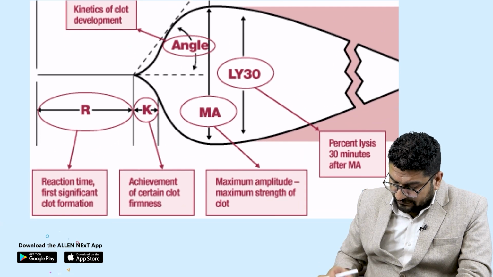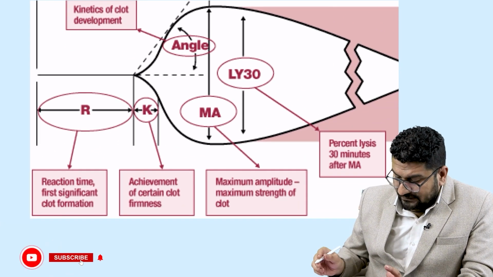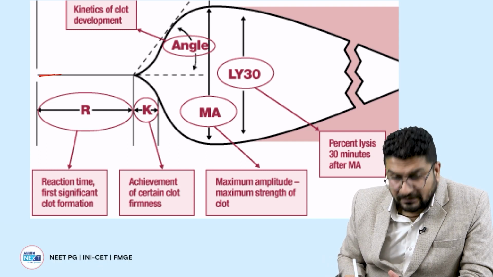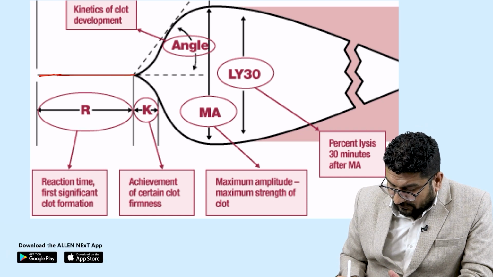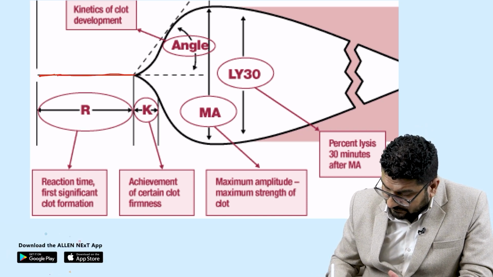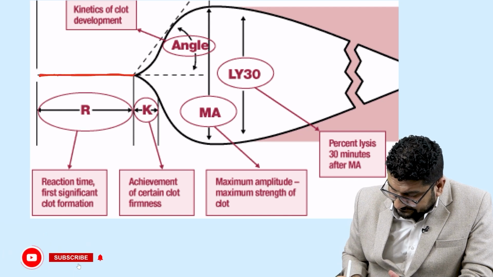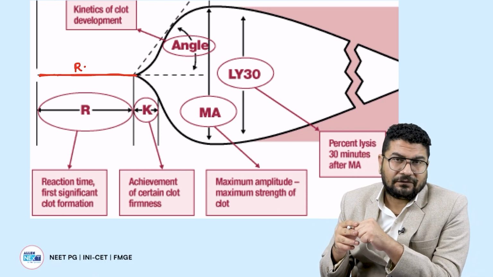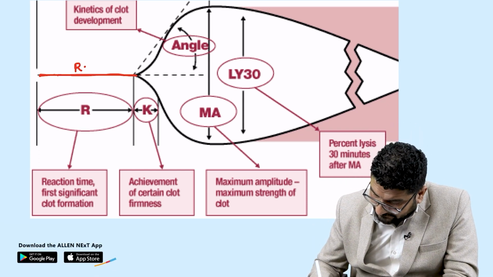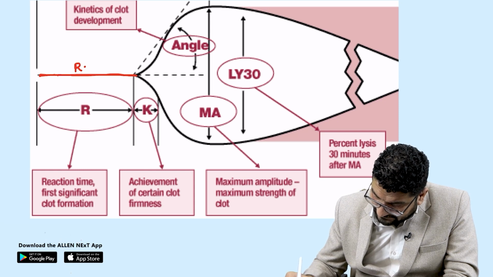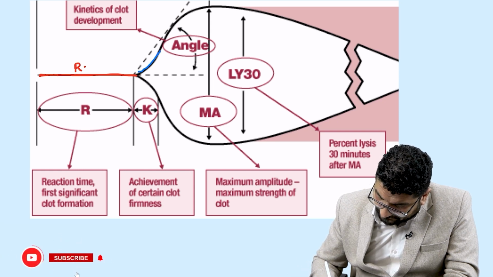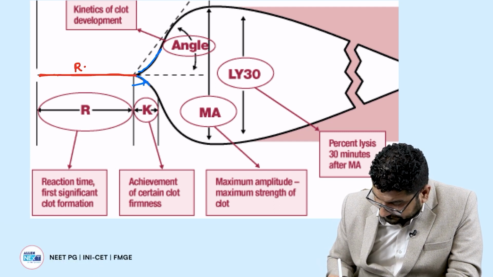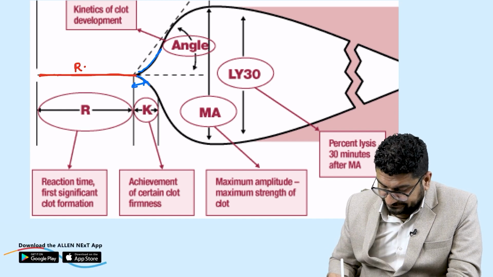So first time, what I am telling you is reaction time. So this time is reaction time. If I just want to make a shading with this, so this time means time for initial clot formation. This time is what we call R time. This is R, right? Then I told you a particular level of firmness is seen. So this particular level of firmness is achieved, that is something we call this duration. This duration is called K time.